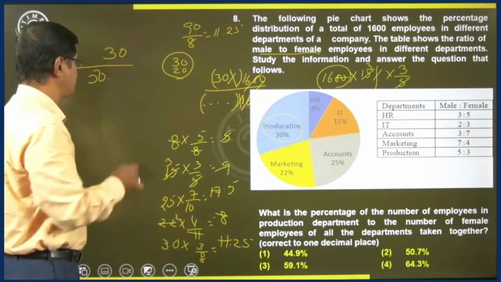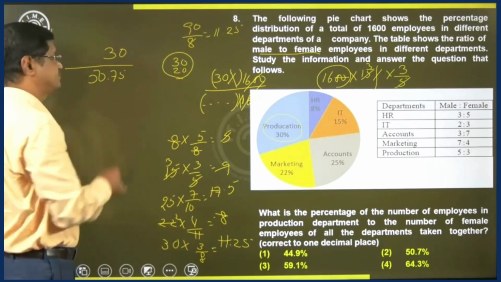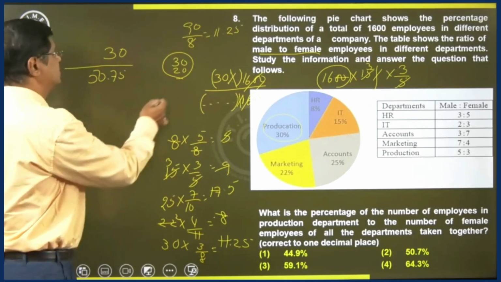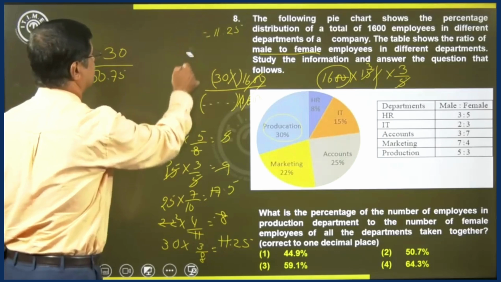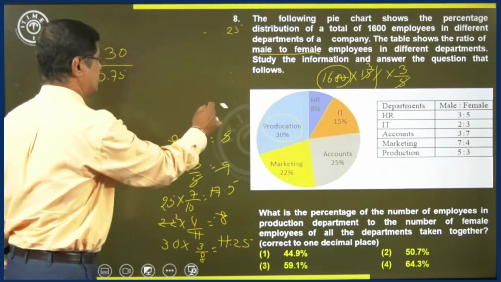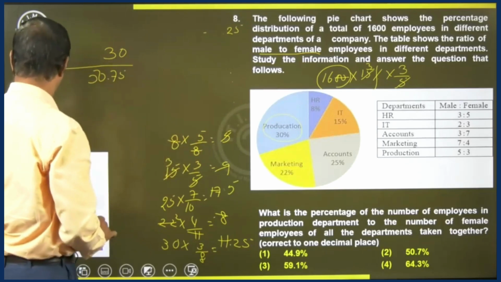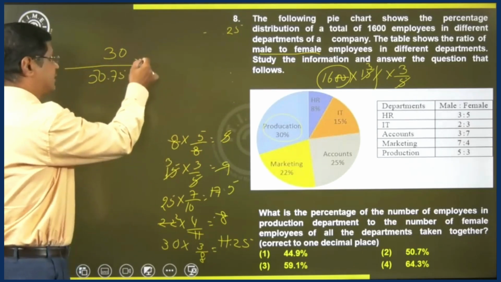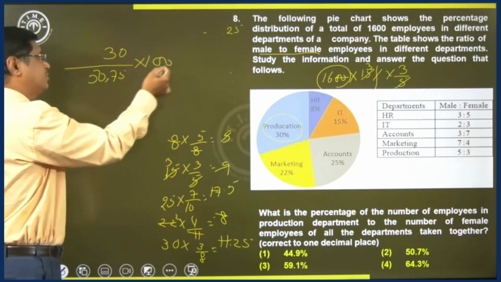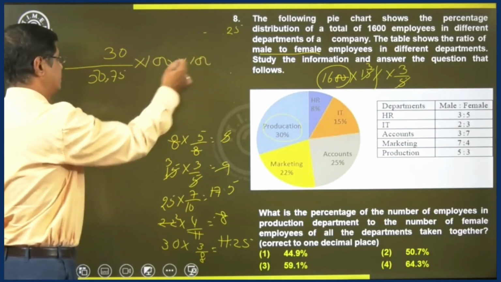0.5 and 0.25, that is 0.75. Simplify. Now simplify this. Now the discussion. Percentage to be found. So just multiply into 100. Remove the decimal, add zeros on the other end.